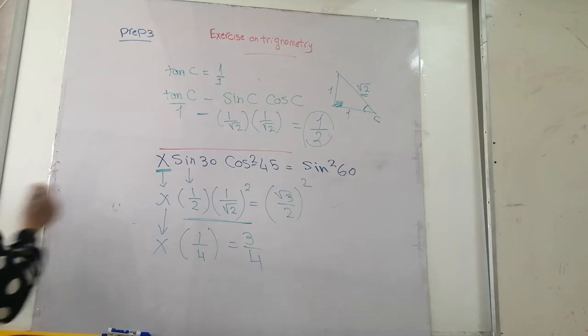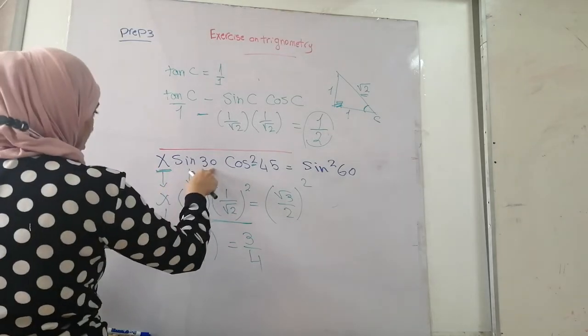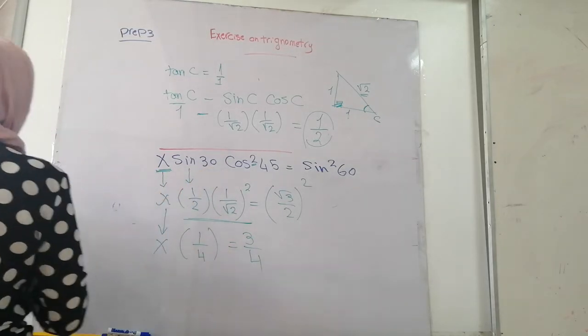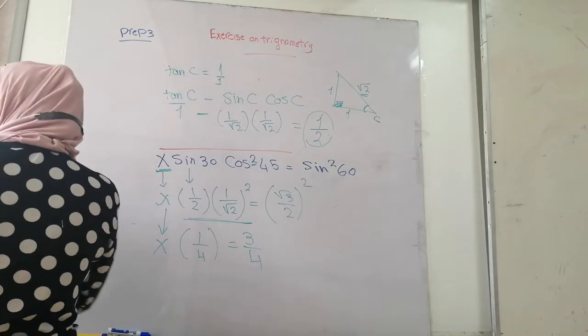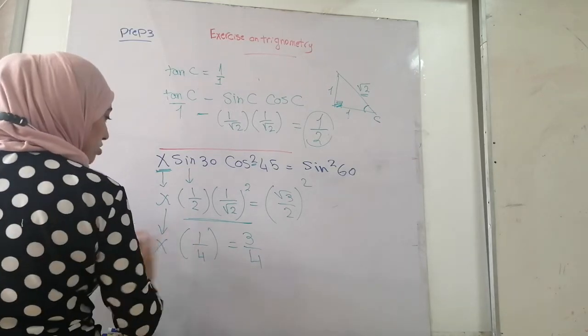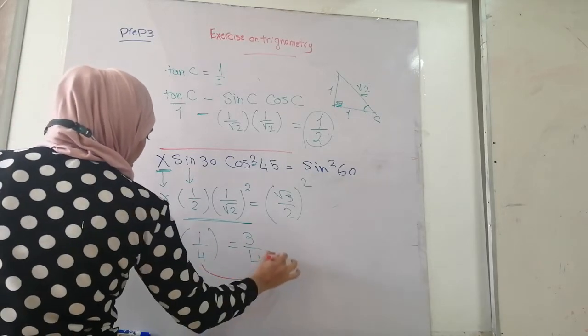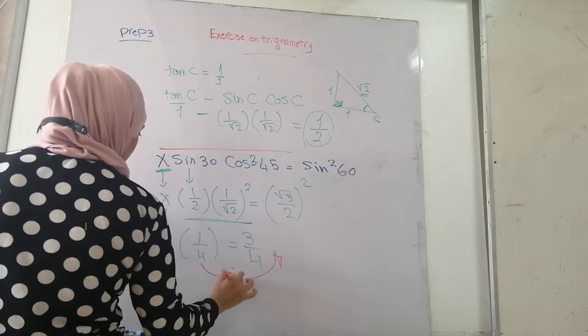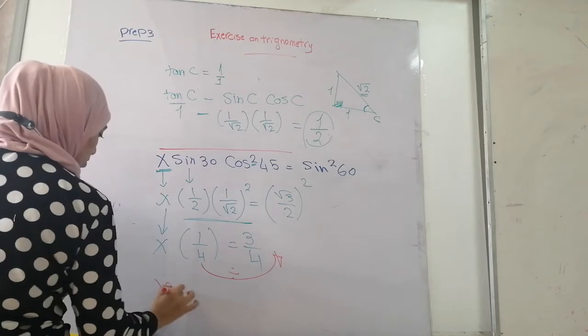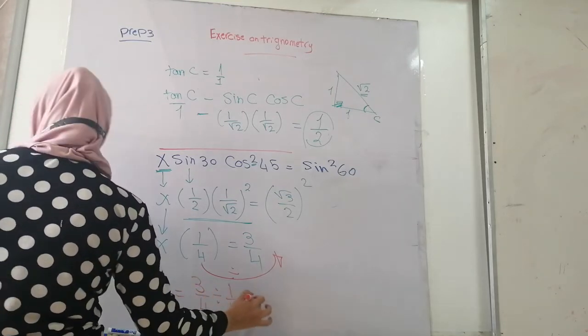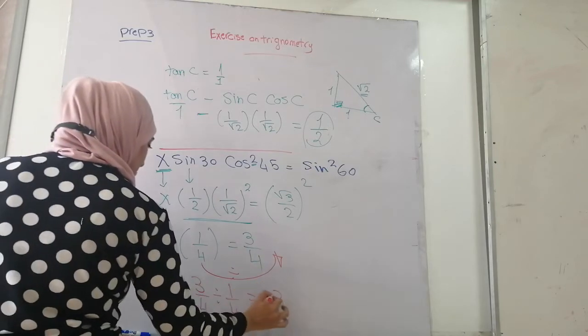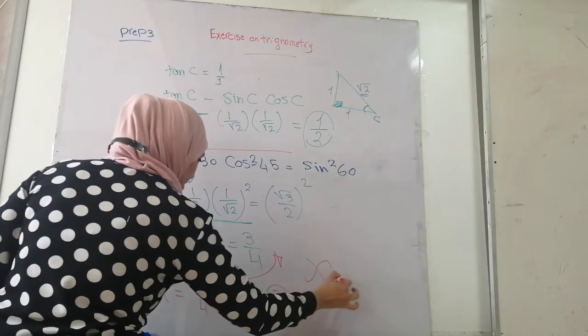Here, if x does not belong to sine and it's a free term, I solve it as an equation. I don't make any shift. I convert the quarter to the other side with division. So x equals 3 over 4 divided by a quarter, which equals 3. And this is the value of x.